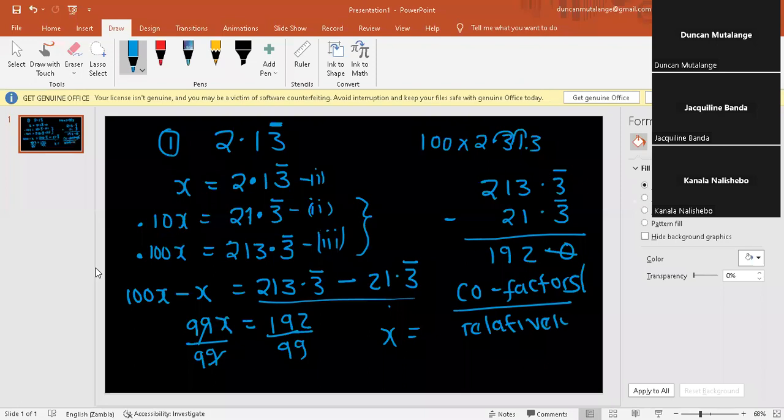Now, this whole thing is nothing complicated. What we mean by cofactors or relatively prime, we just mean that they are expressed in their lowest form. So we have to express these in their lowest form. I hope that is okay for everyone. So cofactors or relatively prime just means expressed in their lowest terms. So here, is this our lowest term? Obviously not, isn't it?